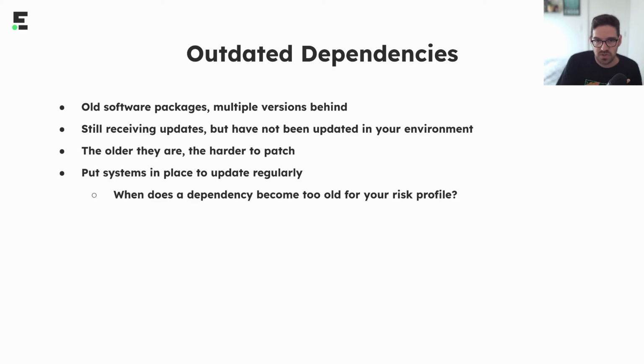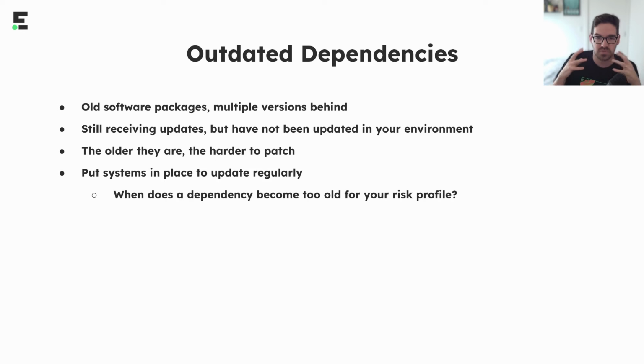So this is an old software package. It's multiple versions behind. You're still using it, but you have not updated it for a variety of reasons. It is still receiving updates, but those have not been implemented in your environment. It becomes harder to patch the older this package might be. So we need to put systems in place to update these packages regularly, and also try to decide when does a dependency become too old for the risk tolerance of my organization.